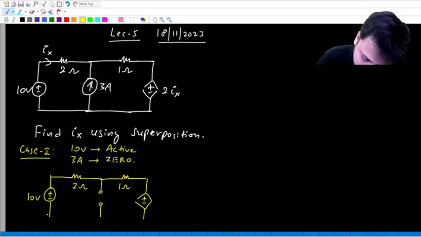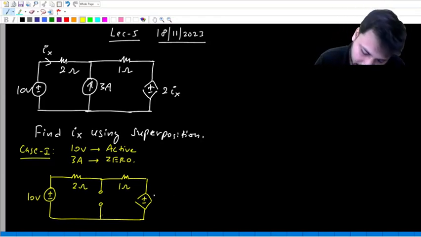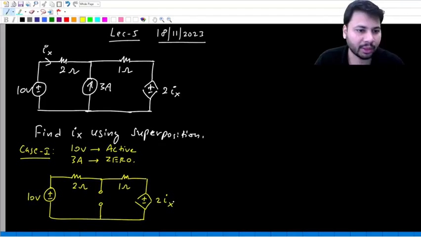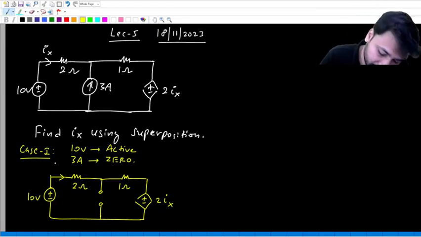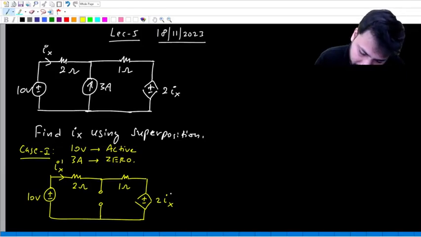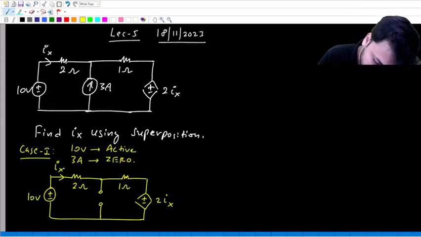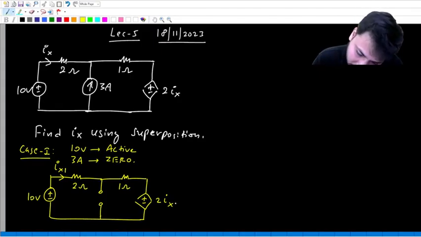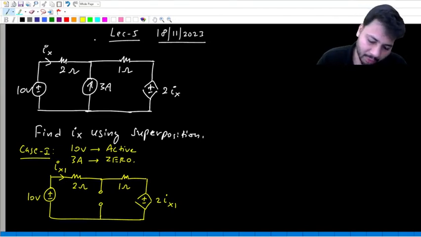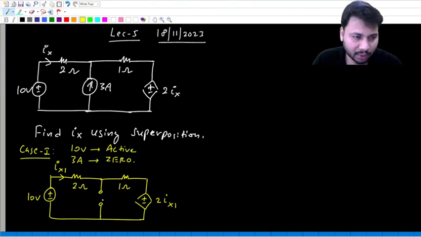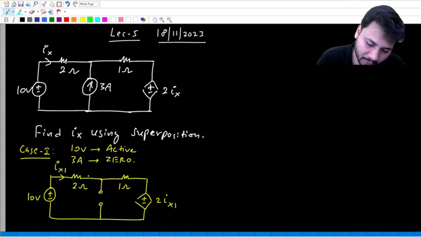I told you that in every case, every dependent source will remain as it is. So this will continue to remain, that is 2Ix. The question itself is to find Ix. Let Ix in the first case be some Ix prime, or Ix1, because this is case 1. Then this value also becomes 2 times Ix1. Now we have to find Ix1. When the current source becomes open, does it not become a single loop circuit?